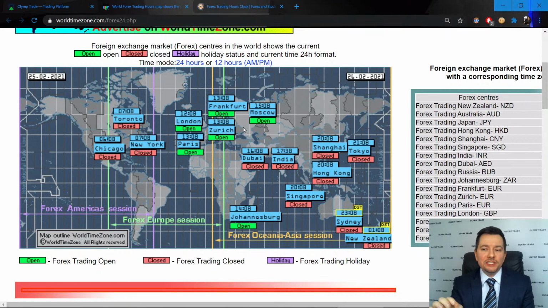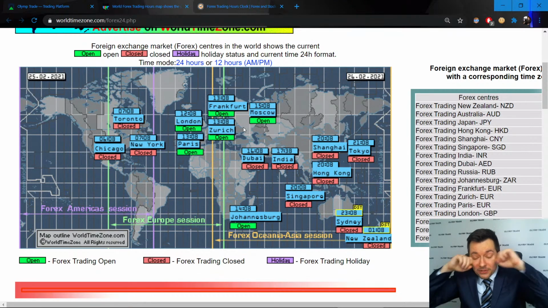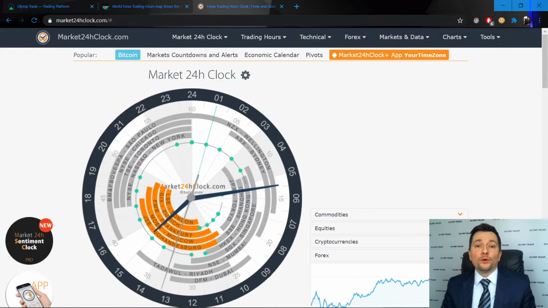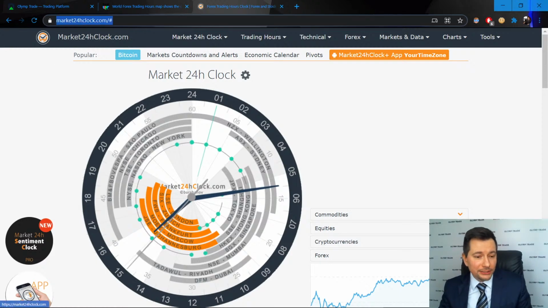Watch what currency pertains to what country and be ready to trade during the opening hours and then after lunch as well. Now, how else can we see what is a good time to trade? Say you wake up in the morning, you rub your eyes and you slap your hands together and say, I'm ready. I'm ready to get this show on the road. You got to open up the market 24-hour clock. I'm going to send this link to you guys as well in chat.